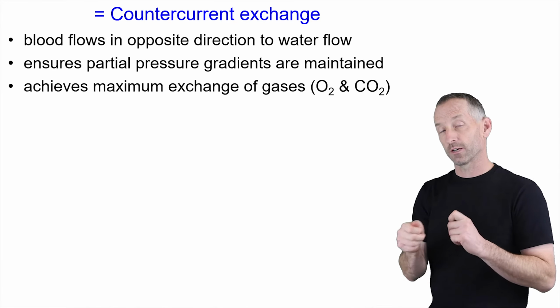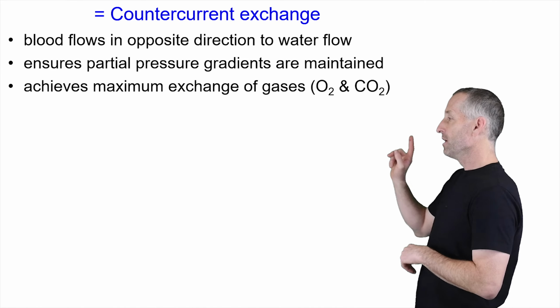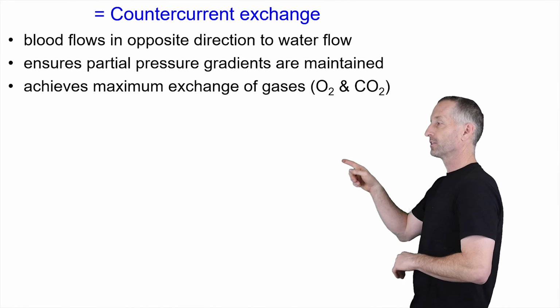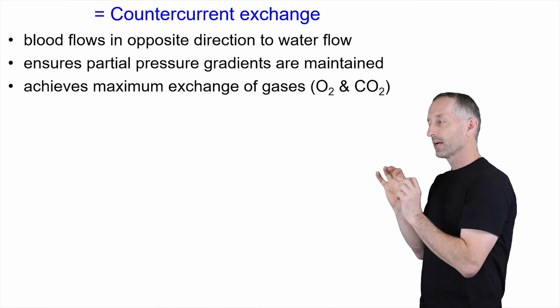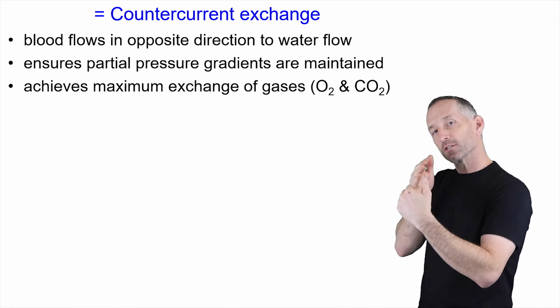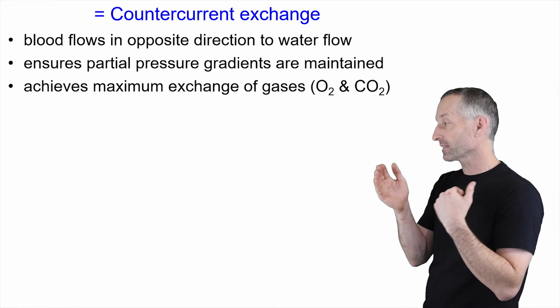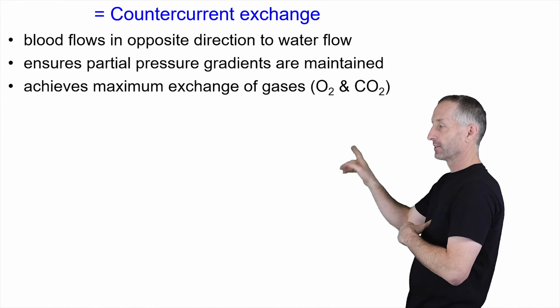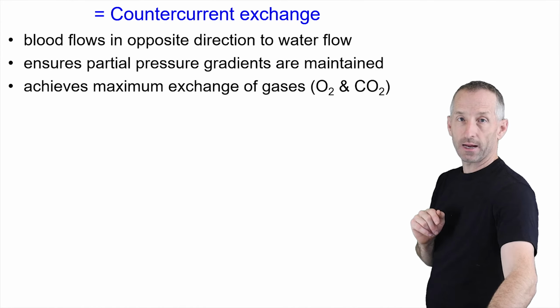There's also countercurrent heat exchange occurring in things like air conditioners. Now, the key element of countercurrent exchange is that blood and water are flowing in opposite directions. And what this does is ensure that the partial pressure gradient, that is the difference in gradient between the two things that are going to be exchanging gases, is maintained. And so this should allow maximum exchange of gases.